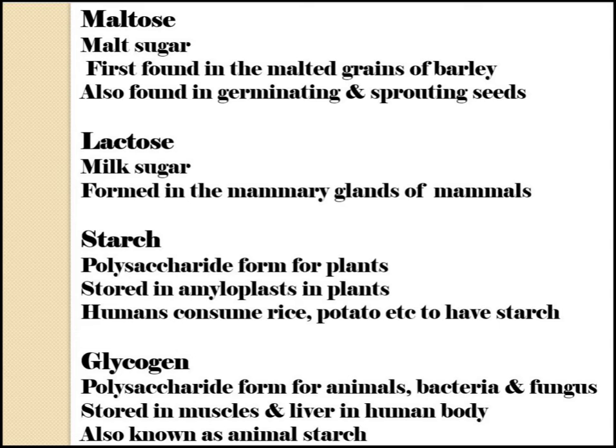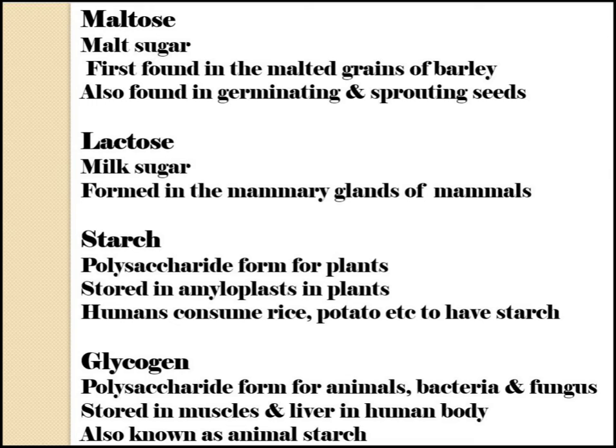Now moving on to the polysaccharides, those are starch, glycogen, cellulose and chitin. So what are those? Starch is the polysaccharide form for the plants. Plants also need to energize themselves. So starch is the polysaccharide form of the plants. That is why when we eat potato, it is full of starch and it's very complex.